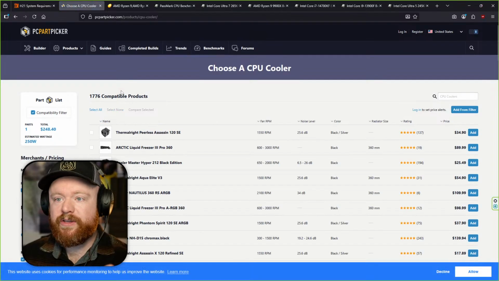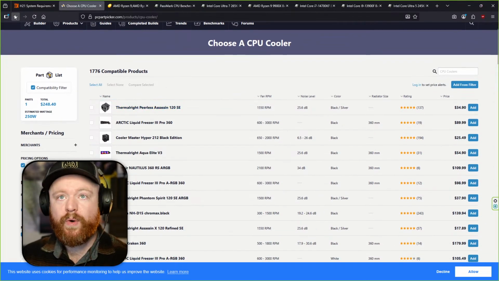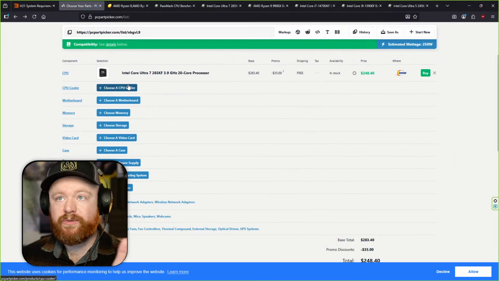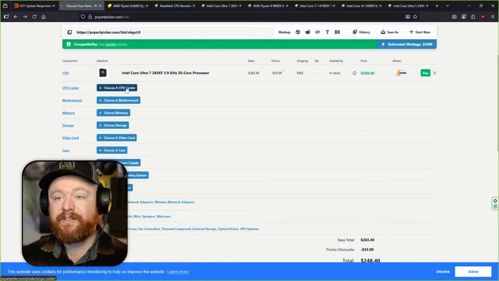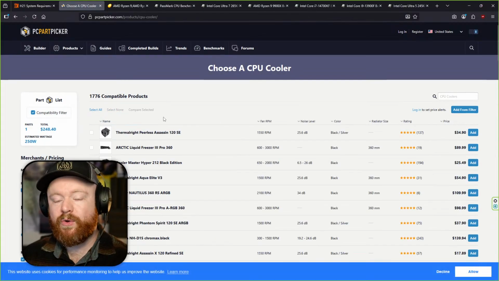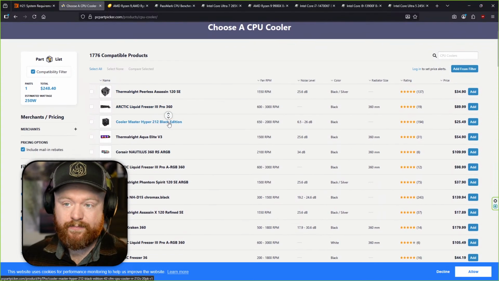So essentially, all you do is pick out each component. What we're looking at here is going to be compatible with the CPU. And that's the great thing about PC Part Picker. I don't have to go and figure out, amongst the 400 different cooler options, which one's going to work well with this CPU. It's going to figure that out for me, and that's really fantastic.